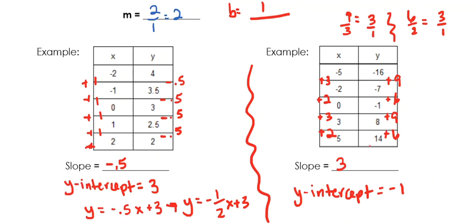This is why you need to keep checking the change in y's and the change in x's, because it does matter. It needs to be consistent. There's going to be times where it's not a linear function. It's going to be something else that is not linear. So you have to check. And now your equation is going to be y equals 3x minus 1, and that's it.